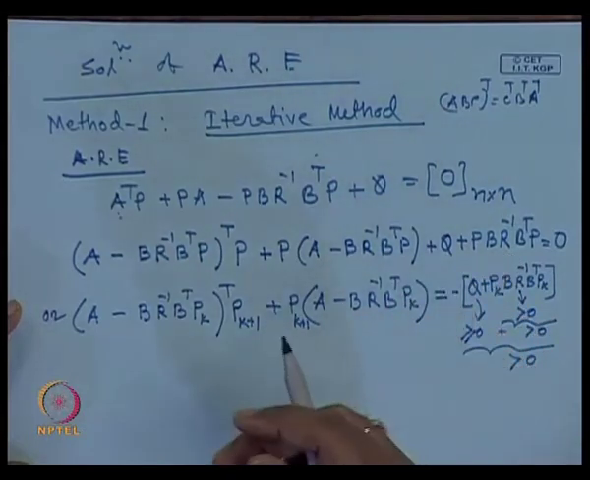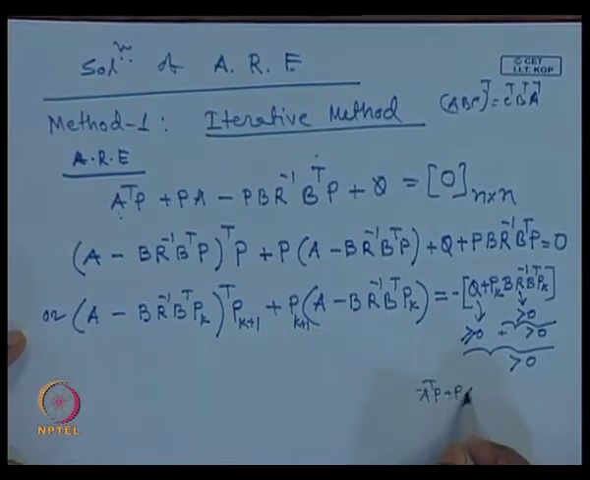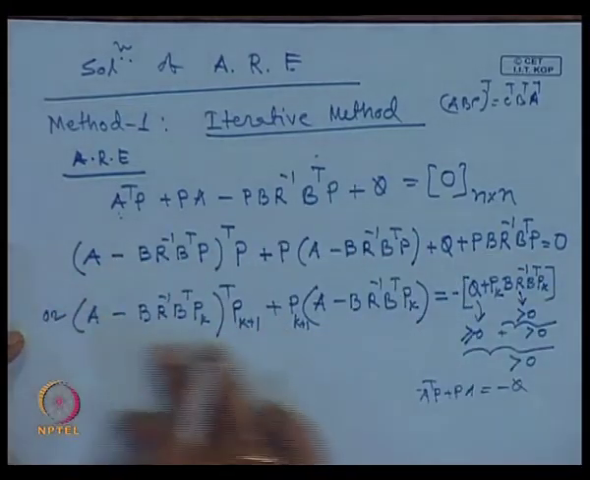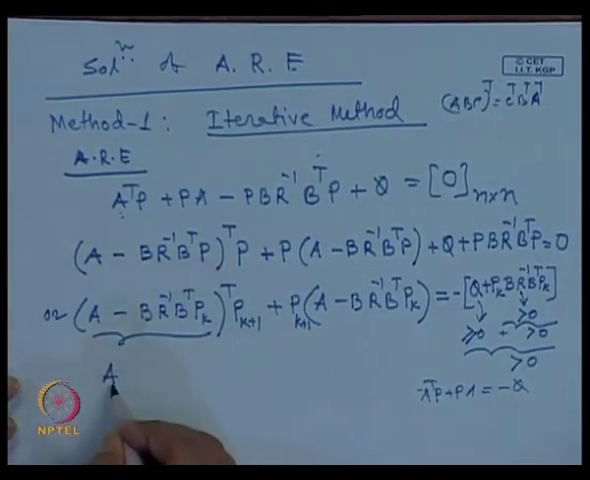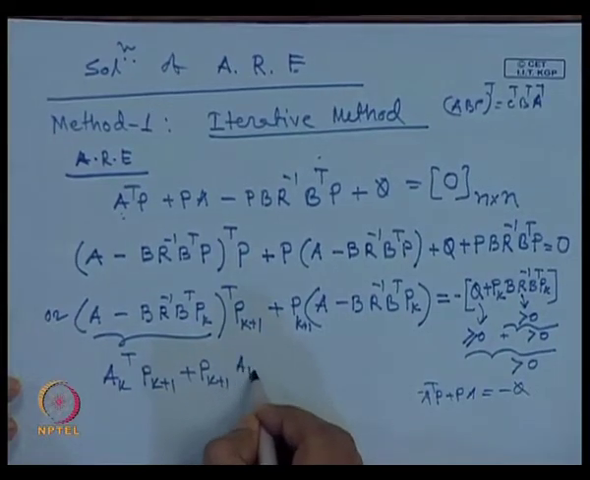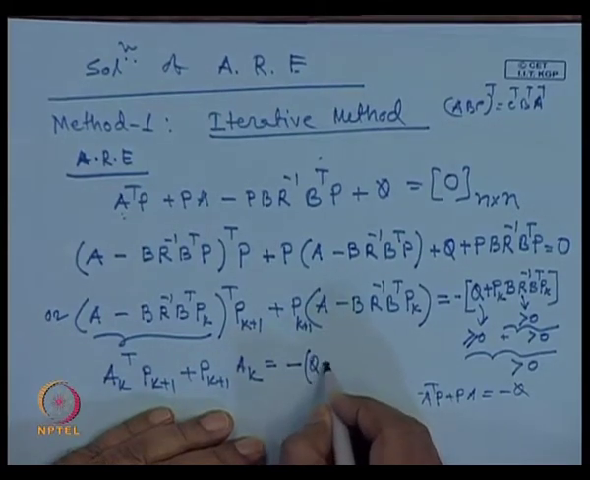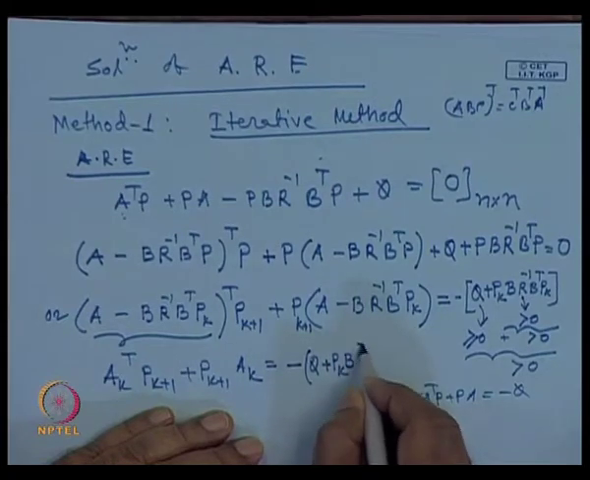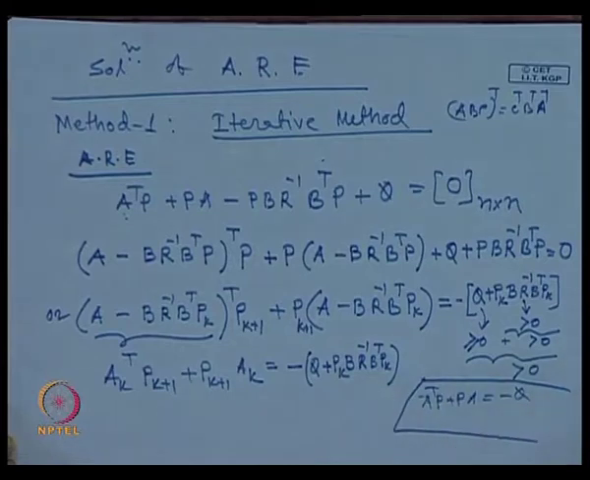If you consider this, then to find the stability of an autonomous system, our condition is A transpose P plus P A is equal to minus Q. You assign some positive definite matrix Q. If A is stable, then the solution of P must be positive definite. That we are using here. So our expression now is, if I consider A k: A k transpose P k plus 1 plus P k plus 1 A k is equal to minus Q plus P k B R inverse B transpose P k. Please note down what I have written here.